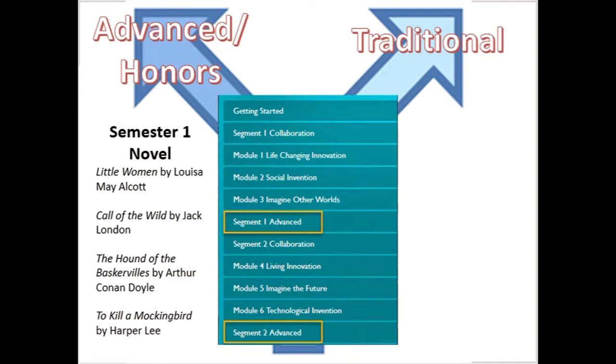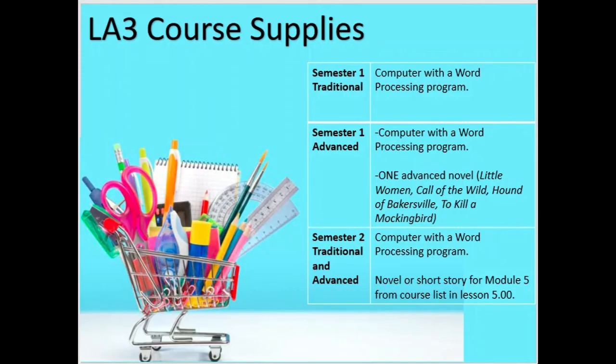If you are, you will be completing an extra module in each semester. As an honors student in Semester 1, you will need to read a novel, so it's best to start reading that novel early in the semester. Be sure to ask your teacher about your advanced novel choices. Currently, the choices are Little Women, Call of the Wild, The Hound of the Baskervilles, and To Kill a Mockingbird. Most of the supplies for our course are provided by FLVS.